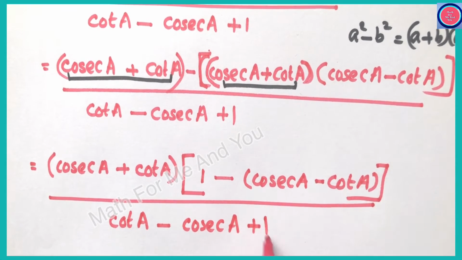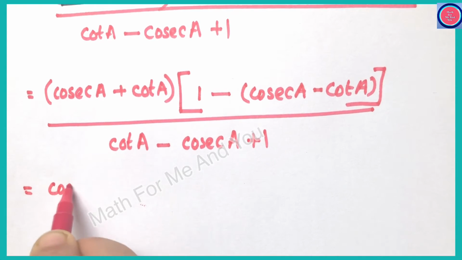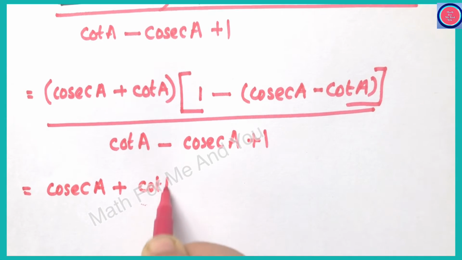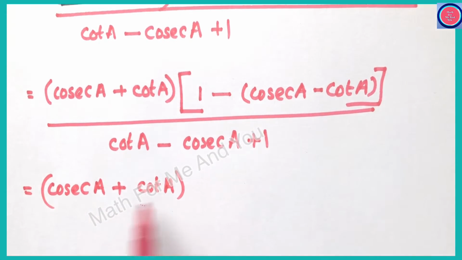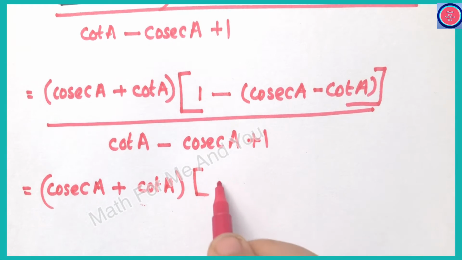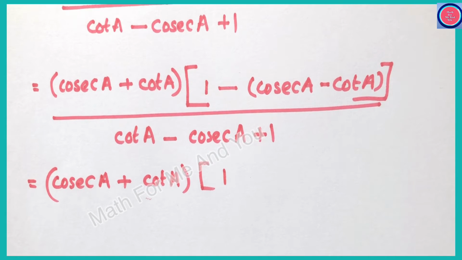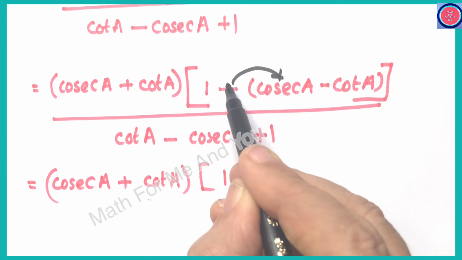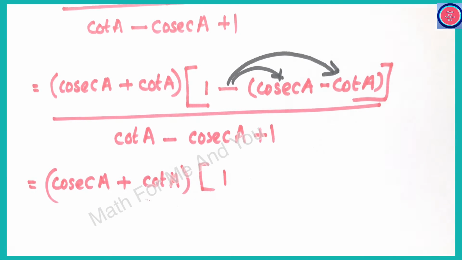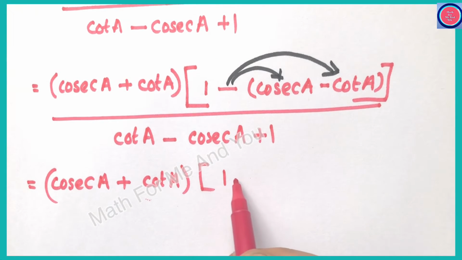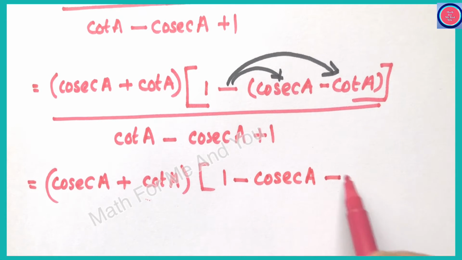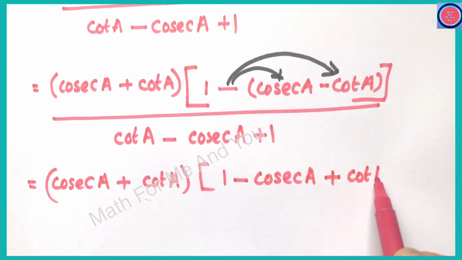Divide by, the denominator is same, cot A minus cosec A plus 1. Again, we have to simplify the numerator. We're going to simplify the second bracket in the numerator. First bracket, same as it is, cosec A plus cot A times 1 minus a bracket. That means we have to multiply with the minus and remove the bracket. Minus times cosec A, we get minus cosec A. Minus times minus cot A becomes plus cot A.